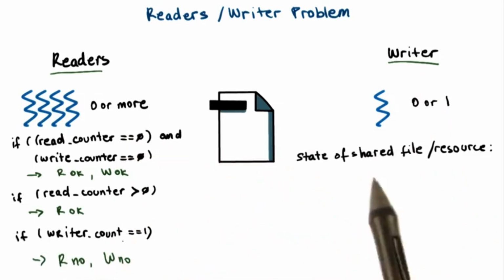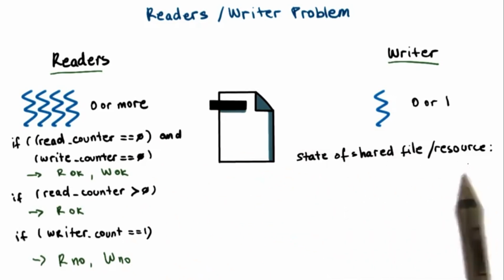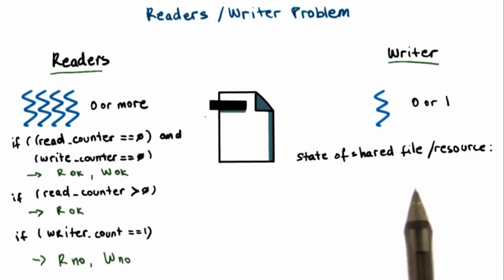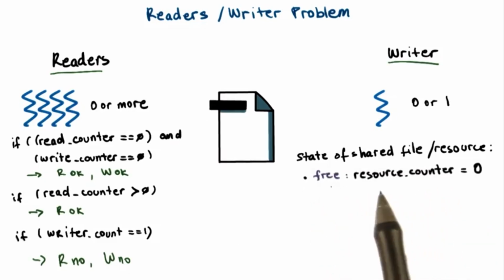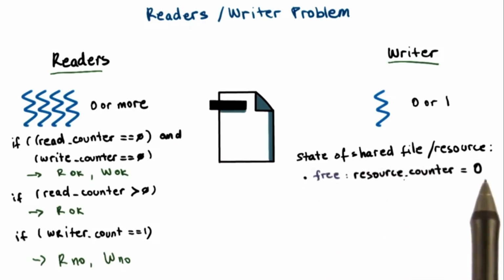So given these statements, we can express the state of the shared file or the shared resource as follows. If the resource is free, then some resource counter variable, we can say, will be 0 in that case.